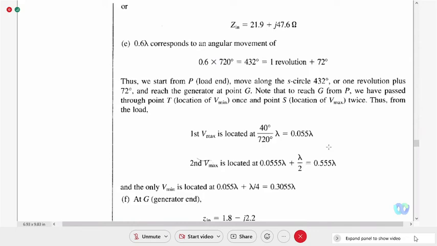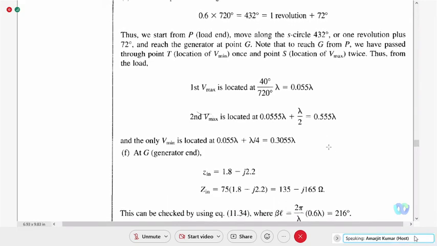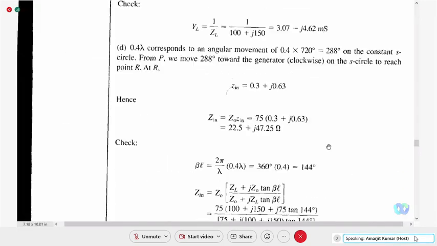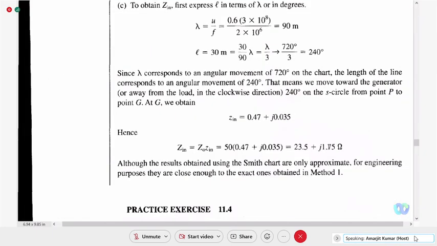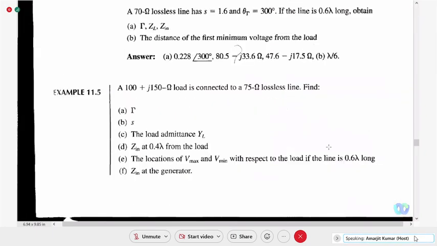Vmax and Vmin we will calculate tomorrow. And one more question is there: Zin at the generator. That you can easily do. The input impedance at the generator: you have to move 0.6 lambda length of the line, away from the load end towards the generator, clockwise. That you can do easily. The location of Vmax and Vmin, tomorrow we will discuss.